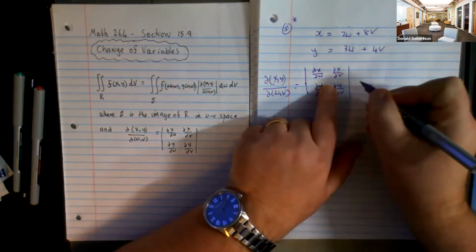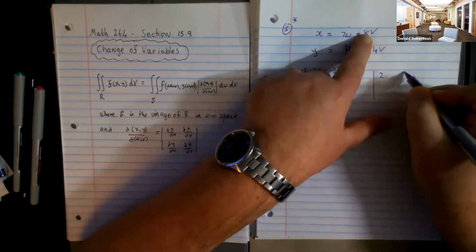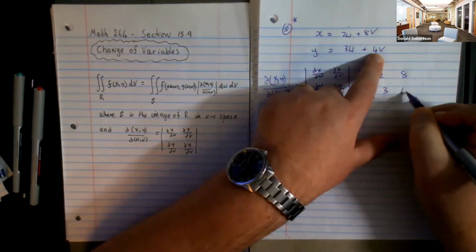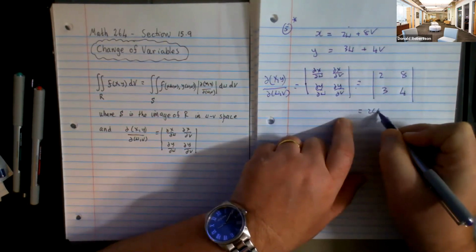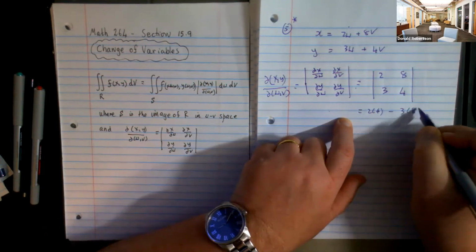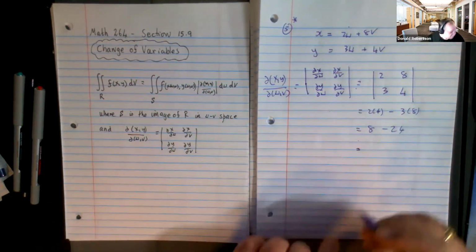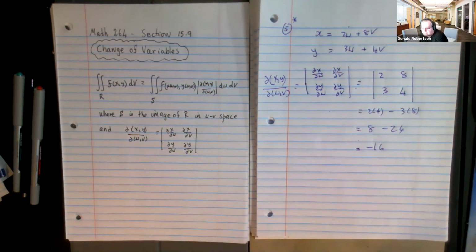Now, back to this question. If you do this guy, you get 2. If you do this guy, you get 8. If you do this guy, you get 3. If you do this guy, you get 4. Major diagonal, subtract minor diagonal. 8 take away 24, you're going to get negative 16. And for that question, the answer is negative 16.